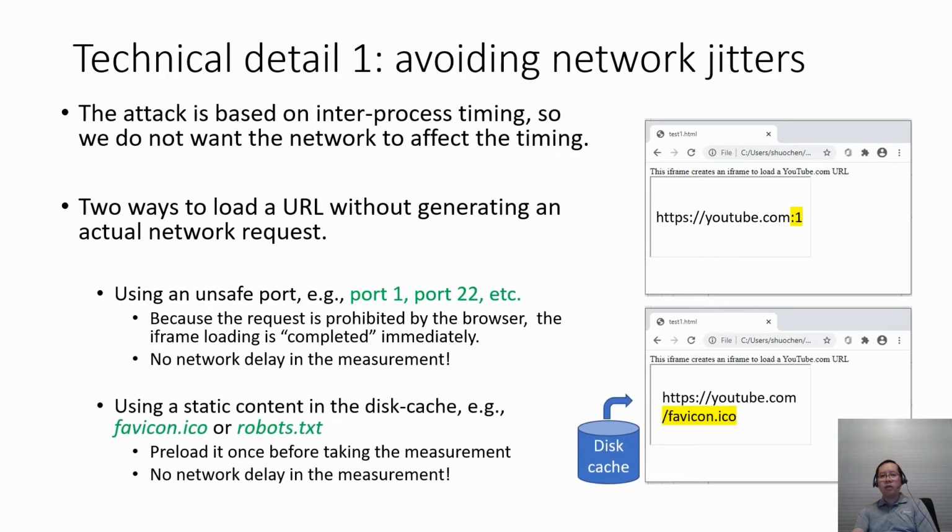The second way is to use static content in the disk cache. For example, the attacker can preload favicon.ico or robots.txt. So this static resource is in the disk cache. Then when the attacker does the actual measurement, there is no network delay in the result.